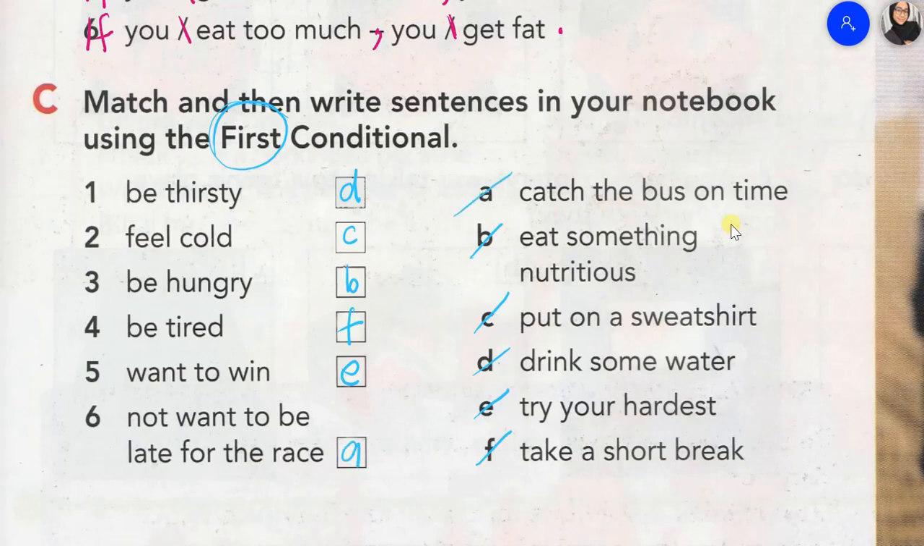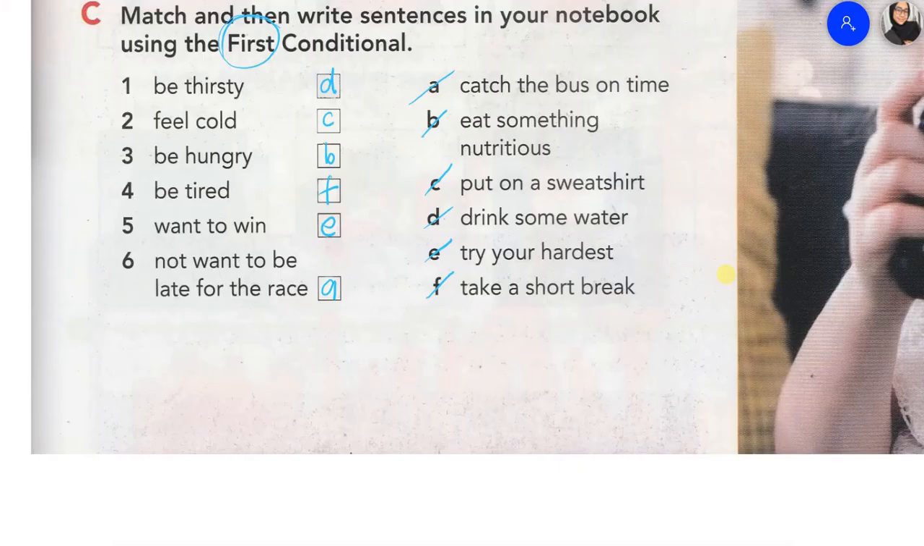Okay, so there you go. We have matched these phrases, and then we can finally write down the first conditional sentences. Okay, now let's write down our sentence. The first sentence.